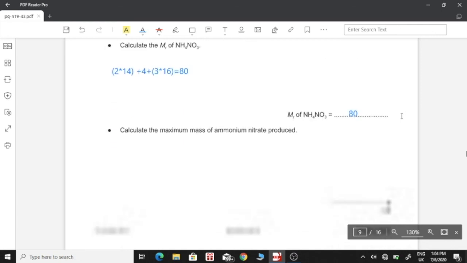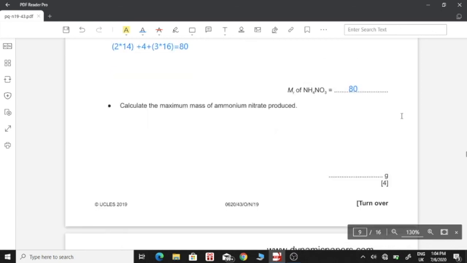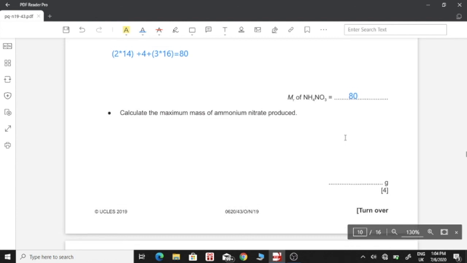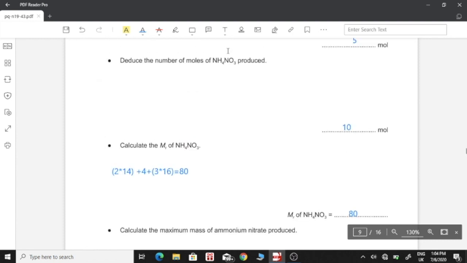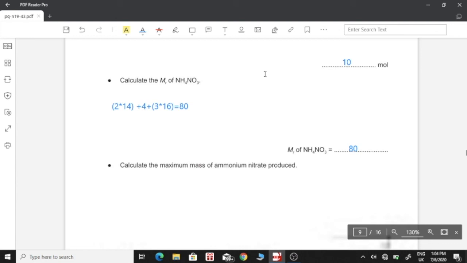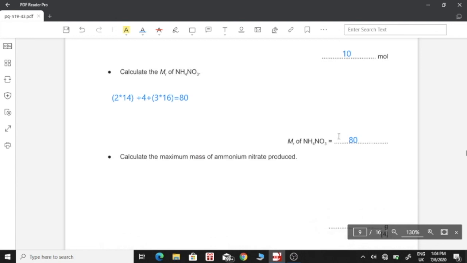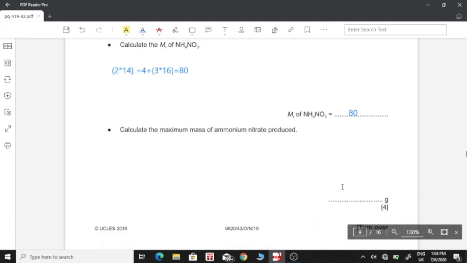Calculate the maximum mass of ammonium nitrate produced. Mass is moles into molar mass. Now we have the moles of ammonium nitrate over here and the molar mass over here. So I'm going to be multiplying 80 with 10, which gives us the answer of 800 moles, or sorry, 800 grams.